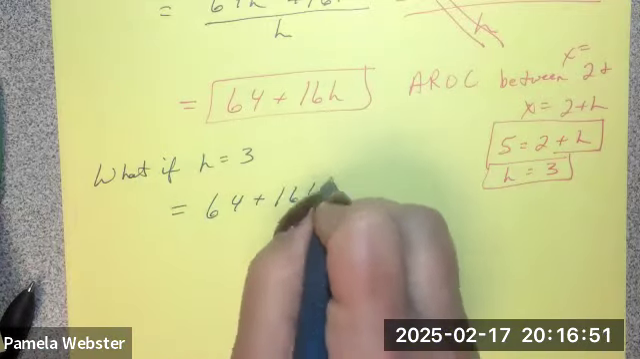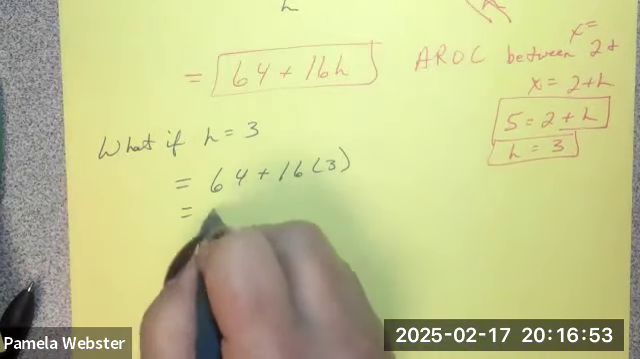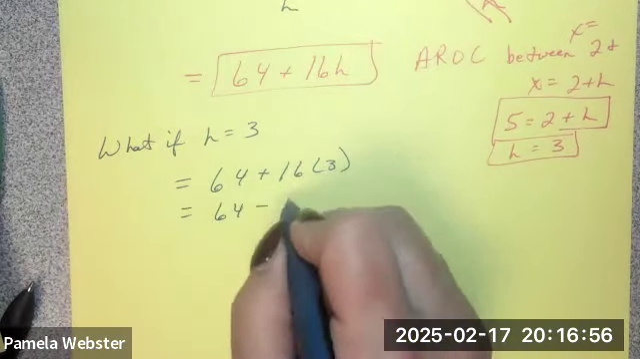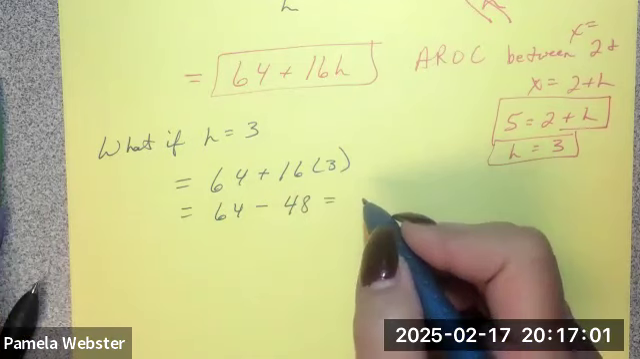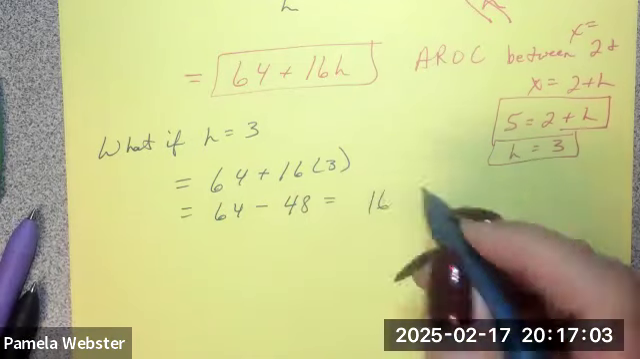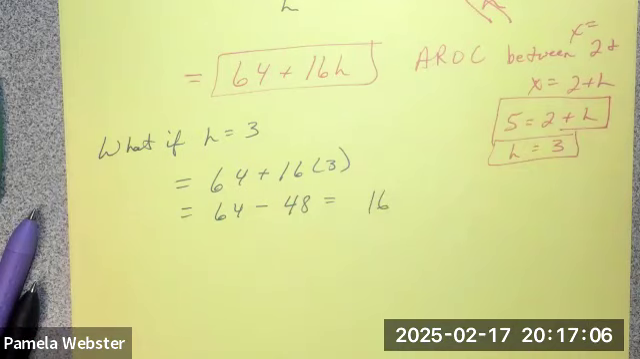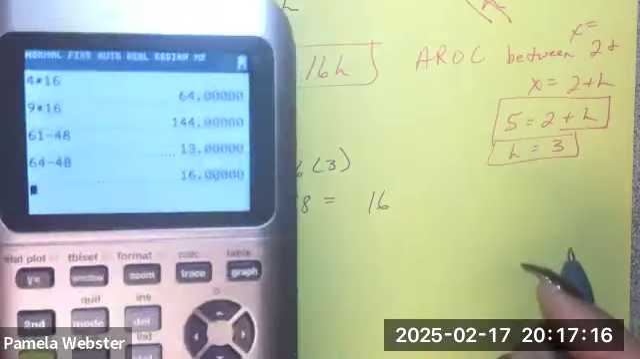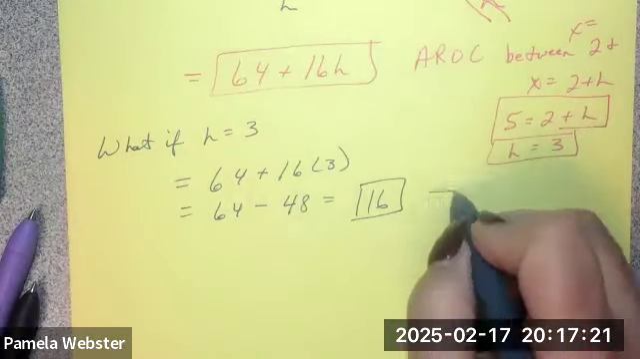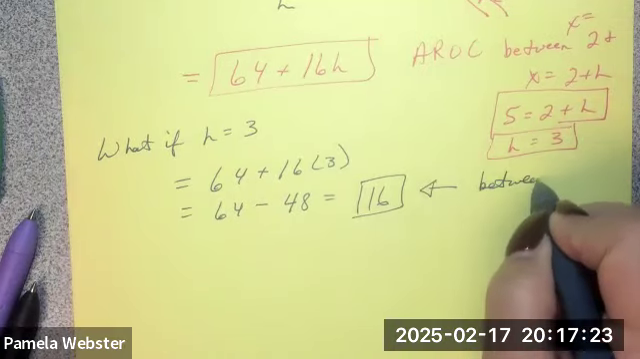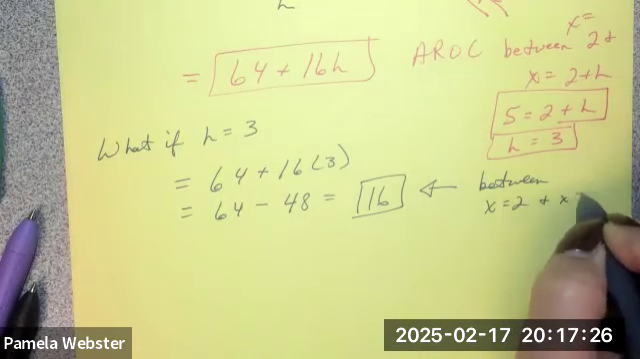Then I just plug that guy in, right? So I'd have 64 minus 16 times 3 is 48. I'll do that math. Dang it. Just double checking myself. I don't trust my arithmetic. Oh, it is not. Well, it would help if I did the math on my calculator correctly. 64 minus 48 is 16. So, yay. Okay, so that would be between x equals 2 and x equals 5.